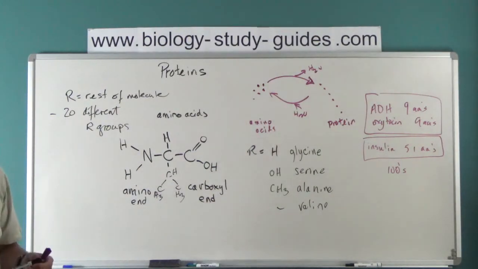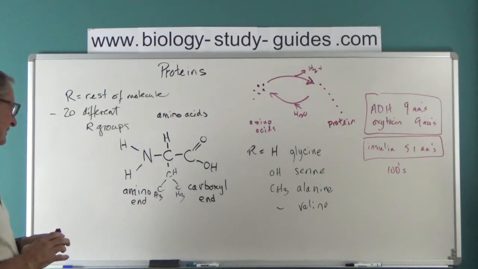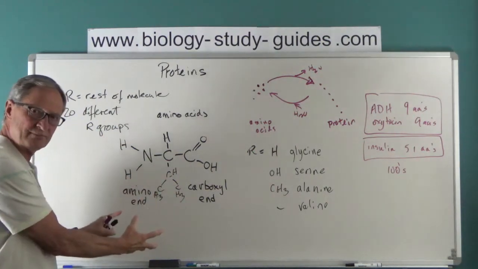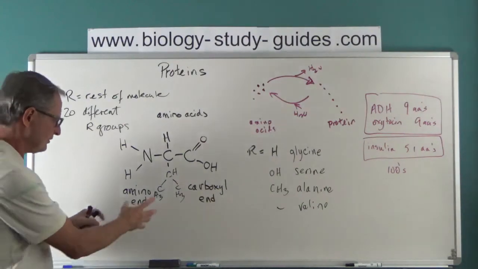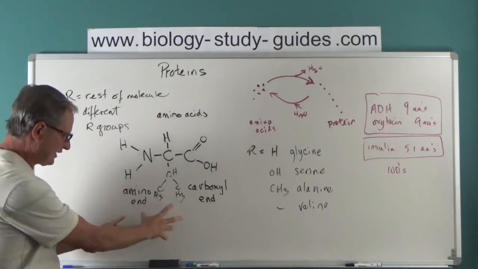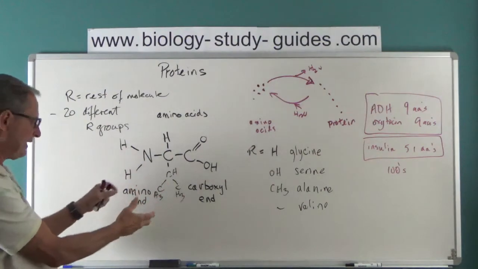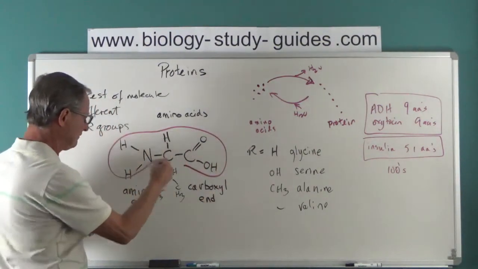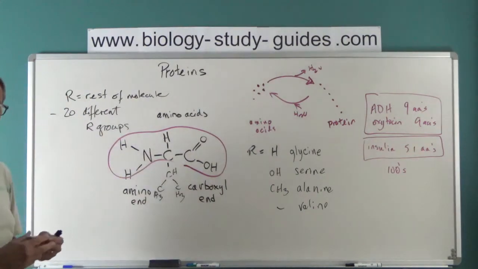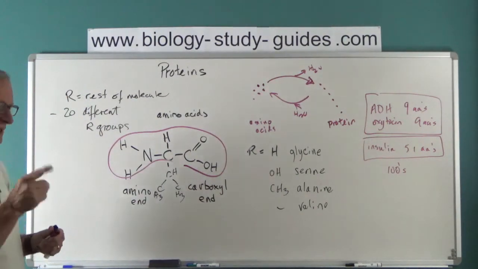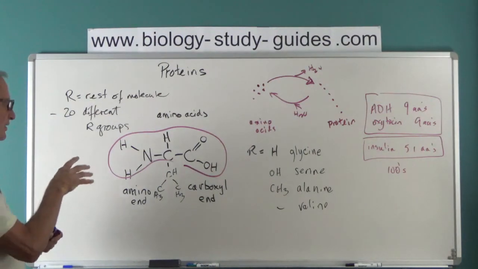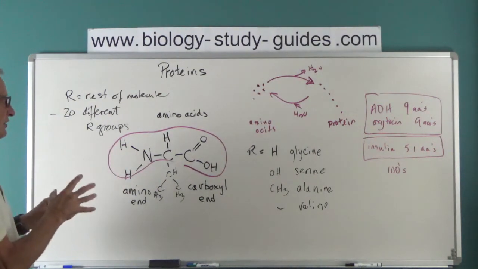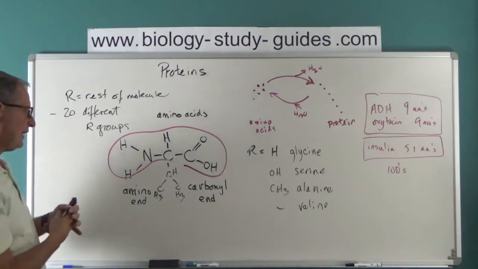How complicated can they get? Well, fairly complicated. These things can actually have ring structures on them. Tryptophan, for example, has cyclic components out here. So they get quite big. But anytime you see this part here, it's an amino acid. That part, with one exception, and I'll mention that exception before we finish this topic, never changes.